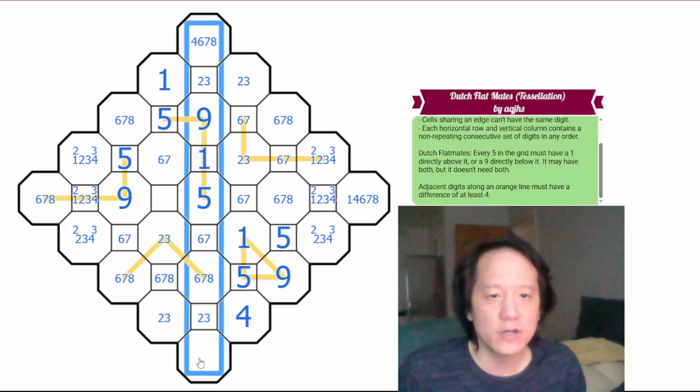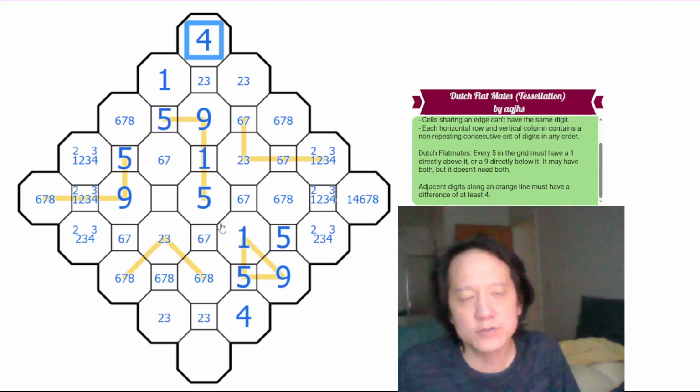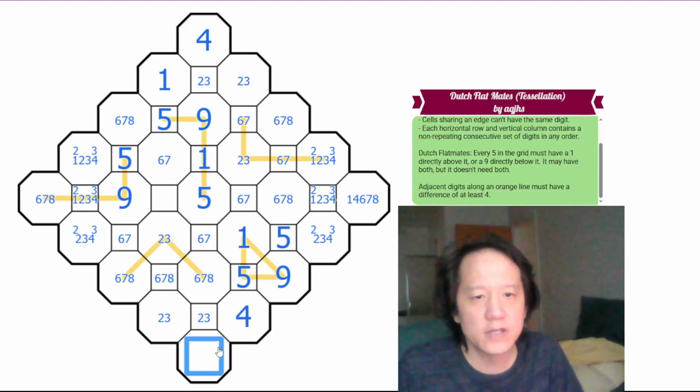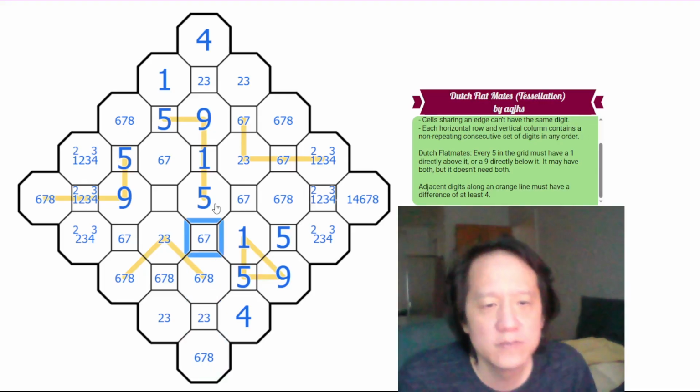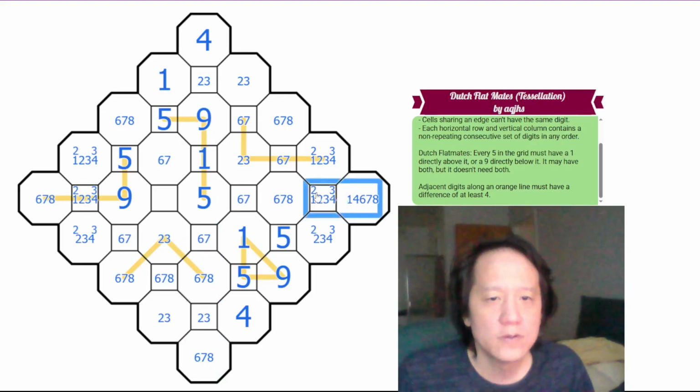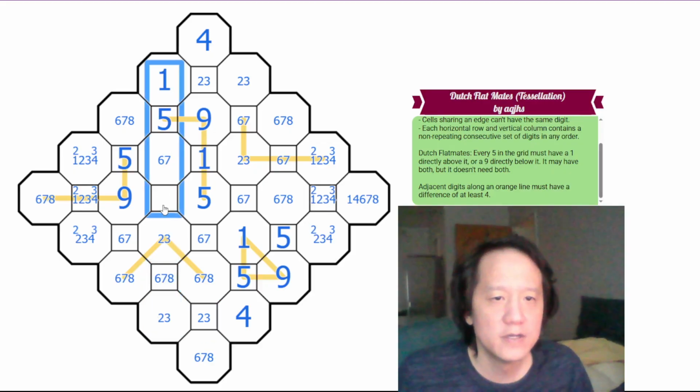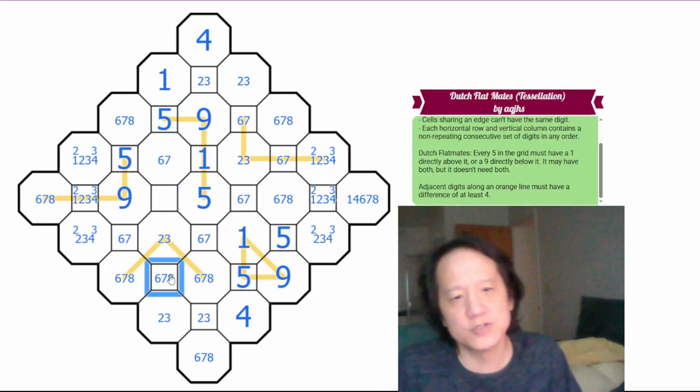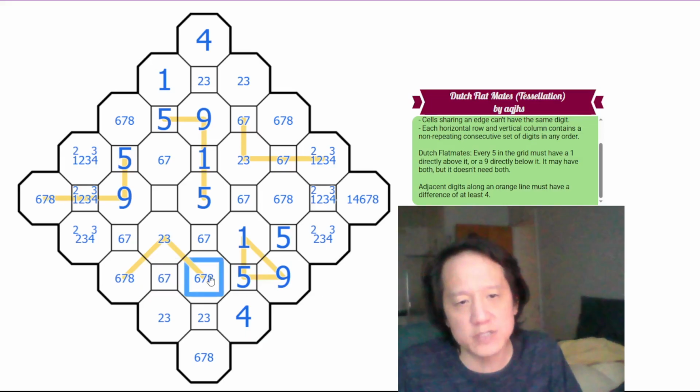Where's the 4 in column 5? It has to be here. So this is 4. That leaves this digit as 6, 7, or 8. We have a 2, 3, 2, 3. We have 1, which makes this Renban be 1 through 7. So this cannot be 8, which means 8 has to be one of these 2. That doesn't tell us very much.